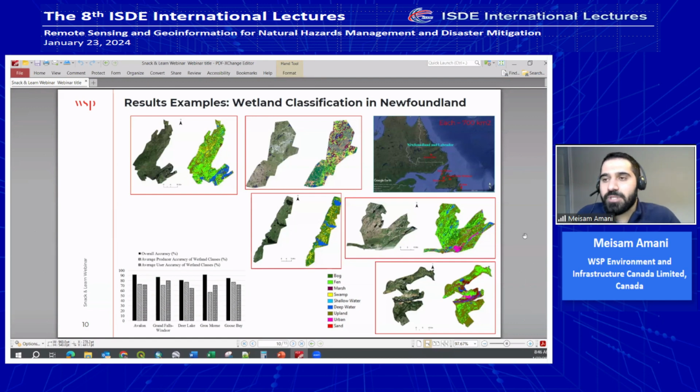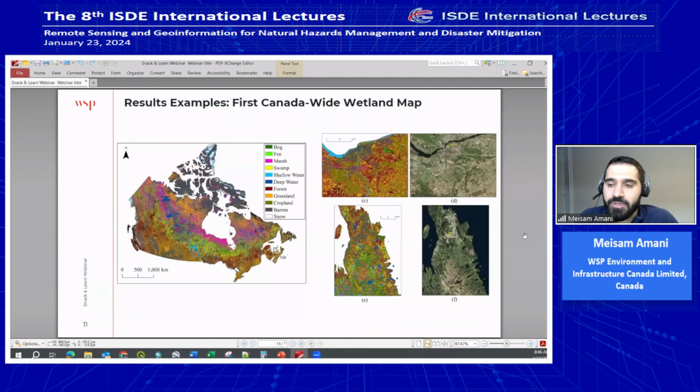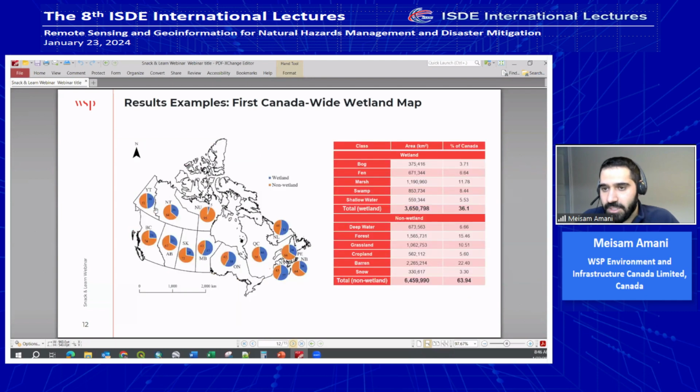The next project was about creating the first Canada-wide wetland inventory map. To do this, I used Landsat images and also Google Earth Engine to process over 10 terabytes of satellite images to classify wetlands for the entire country for the first time. Here you see the percentage of wetland versus non-wetland for different provinces, and also the area of different wetlands based on this first Canada-wide wetland inventory map. So a large portion of most provinces is covered by wetlands in Canada.